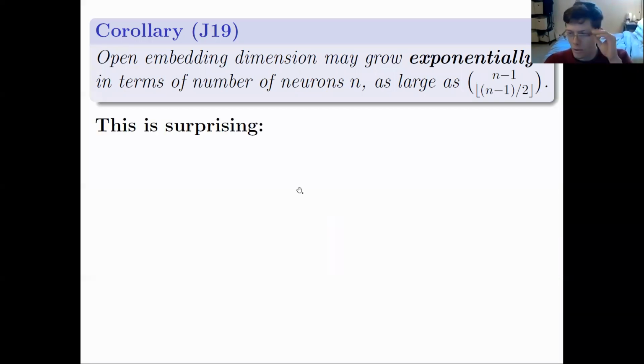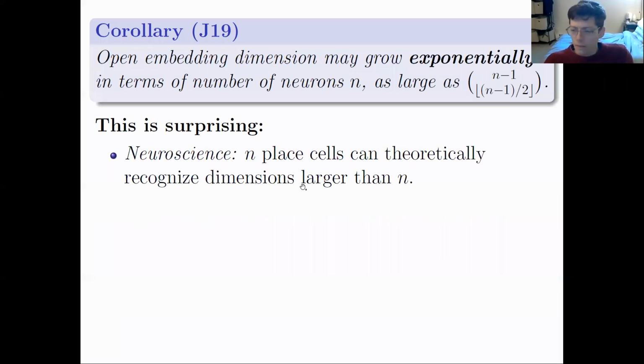And I'll tell you maybe 3 reasons why this is actually kind of surprising. So one, if we think back to the neuroscience that motivates this, this is telling us that our mathematical model of these place cells is indicating that in theory, a number of neurons N can recognize a dimension that's larger than the number of neurons, even exponentially larger. So somehow place cells in this model, I mean, who knows if this happens in real life or in an experimental context, but in this model anyways, the neurons can be very efficient at recognizing dimension.